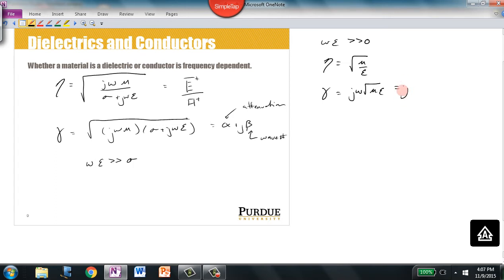Which is just equal to j beta. And we see that therefore alpha is equal to 0. So there's no attenuation. And so if mu and epsilon are in phase with one another and there's no attenuation, we call that a dielectric.